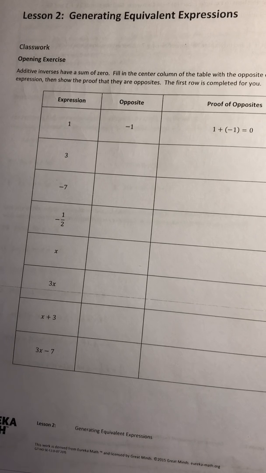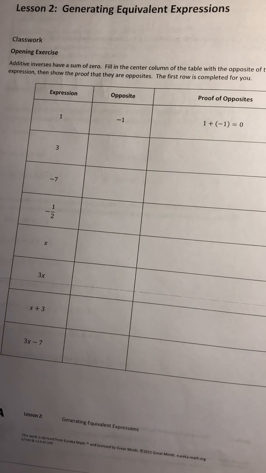Okay, so we're going to do lesson 2, generating equivalent expressions today. We're going to see how using addition and multiplication, using our knowledge of the commutative and associative property can help us generate equivalent expressions. We know that adding a negative and subtracting are the same thing. So we're going to take that knowledge that we have and apply it to expressions.